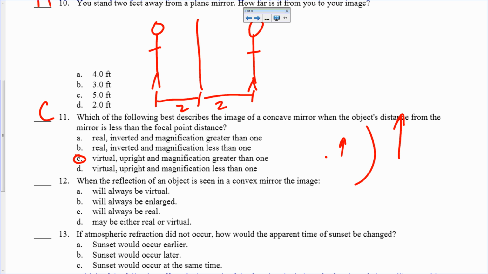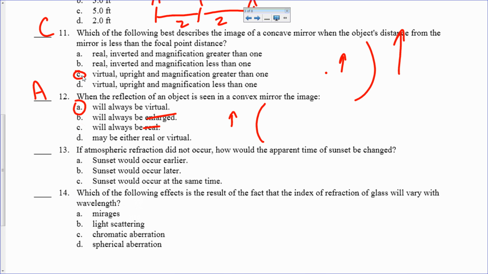C. When the reflection of an object is seen in a convex mirror, the image, remember convex mirrors like this, this is my object, they're always virtual, they're always smaller, and they're always upright. So A. It's never enlarged, it's never real, and it can only be virtual. Can't be real.